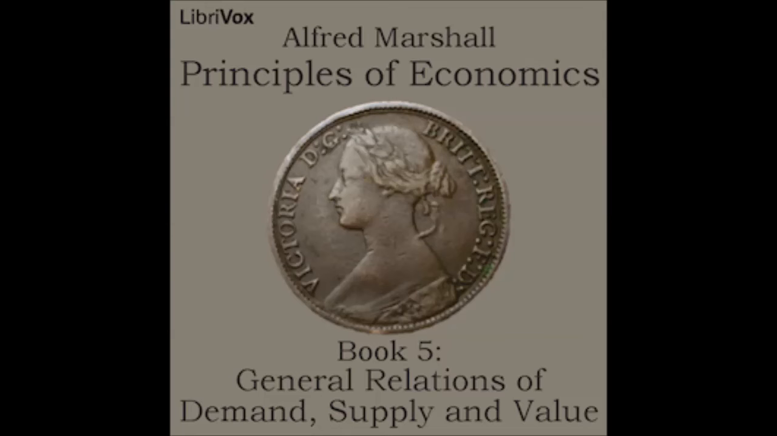Principles of Economics, Book 5, by Alfred Marshall. Chapter 8. Marginal Costs in Relation to Values.